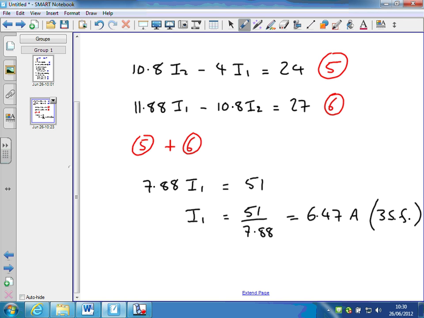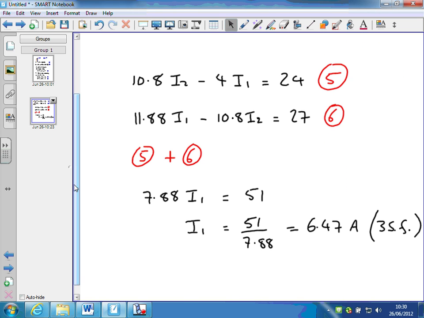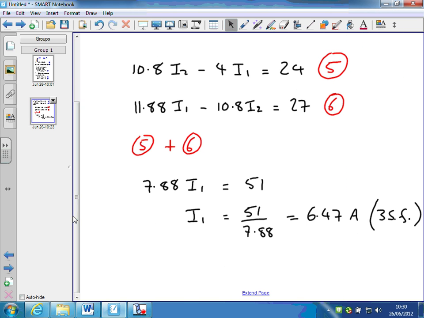So now we can plug that value for the current, I1, back into, say, equation number 1, right at the beginning, to find out what I2 is. See if you can carry on and finish from there.